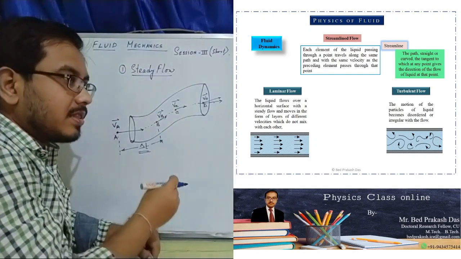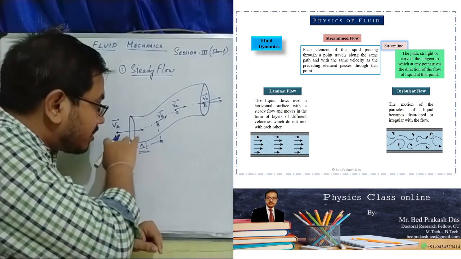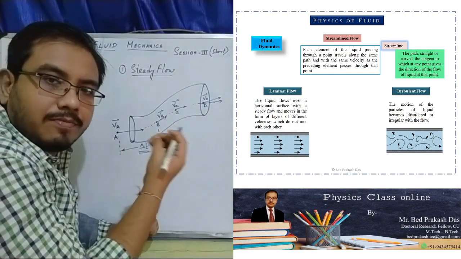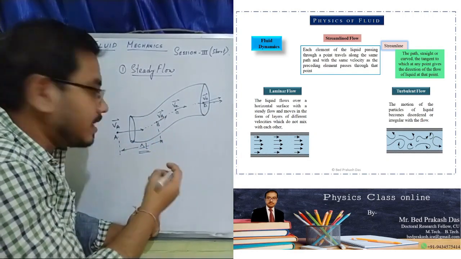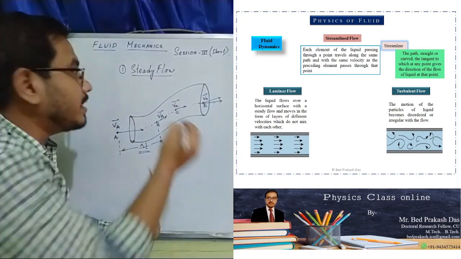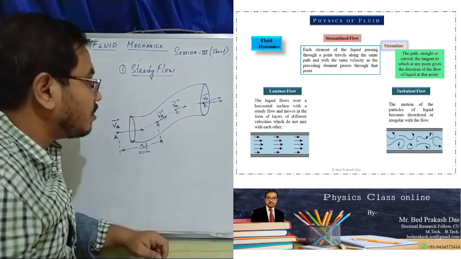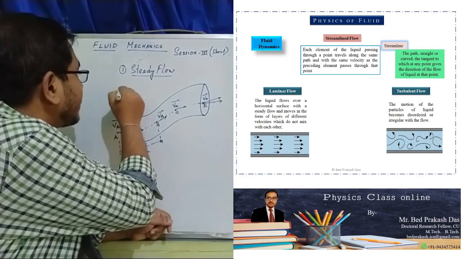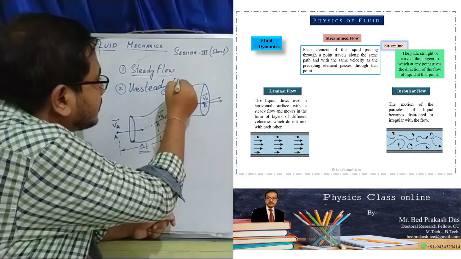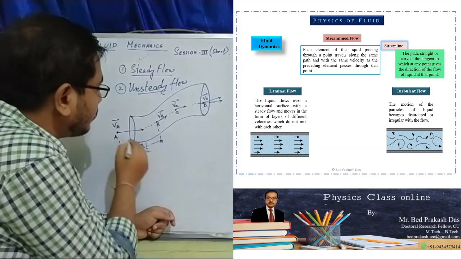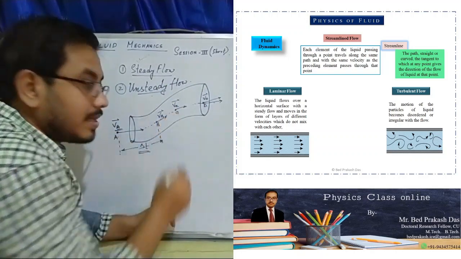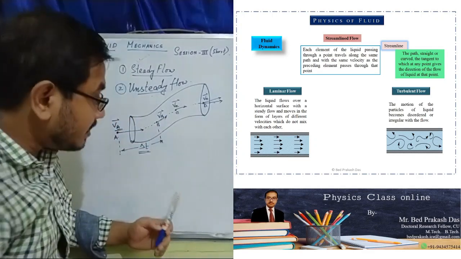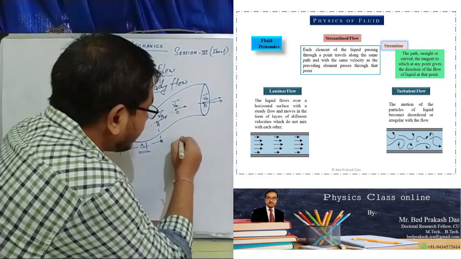Now if the velocity of the fluid remains constant with change of time, then we will term the fluid flow as steady flow. But if the velocity of the fluid changes with time, then we will term it as unsteady flow. That is, in the case of unsteady flow, the velocity of the fluid will increase depending on certain other circumstances. There is a term called streamline.